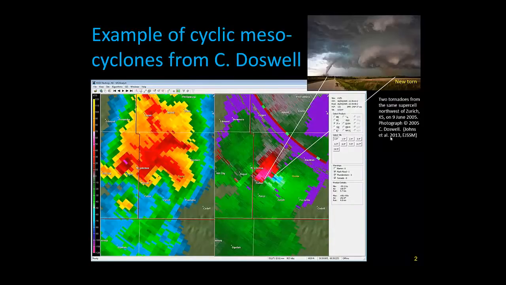I want to start out with just an example of cyclic mesocyclogenesis. The upper right is a picture of a couple tornadoes northwest of Zurich, Kansas, in June of 2005. The photo is from Chuck Doswell, and I retrieved it from a paper Bob Johns and others just published on the Tri-State Tornado in the Electronic Journal. Anyway, it just shows a pretty classic example.